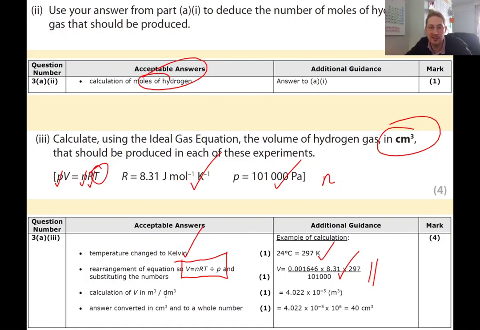Okay, getting the value out, the volume in metres cubed or decimetres cubed, it'll give you 4 times 10 to the minus 5 metres cubed, but converting it into centimetres cubed, and giving it as a whole number, 40 centimetres cubed, that got you the 4th mark. But please do show your working for these PV equals nRT equations.